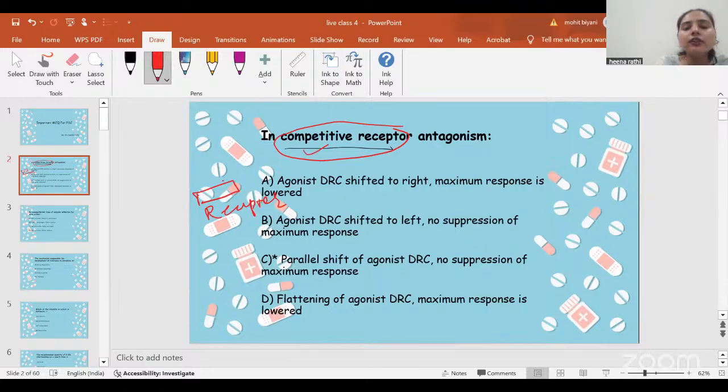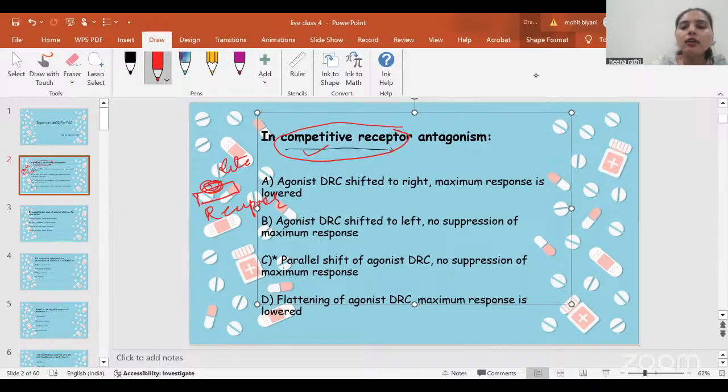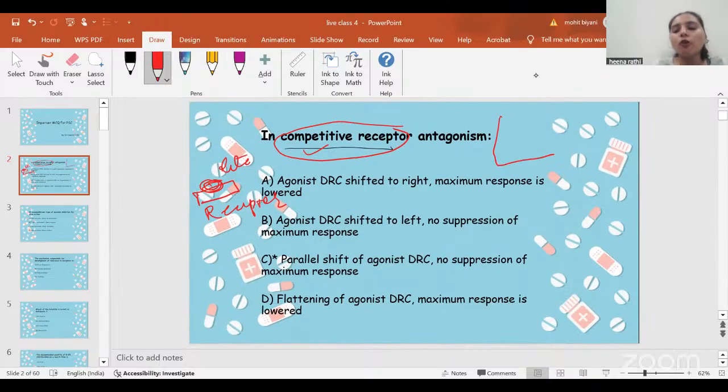In the competitive receptor, there is a site which is available for the attachment of the substrate, and the antagonist can compete for the same position with the substrate. For this position, there is a competition. So in competitive receptor antagonism, the agonist is shifted to which place of the DRC? What is DRC? DRC is the dose response curve.